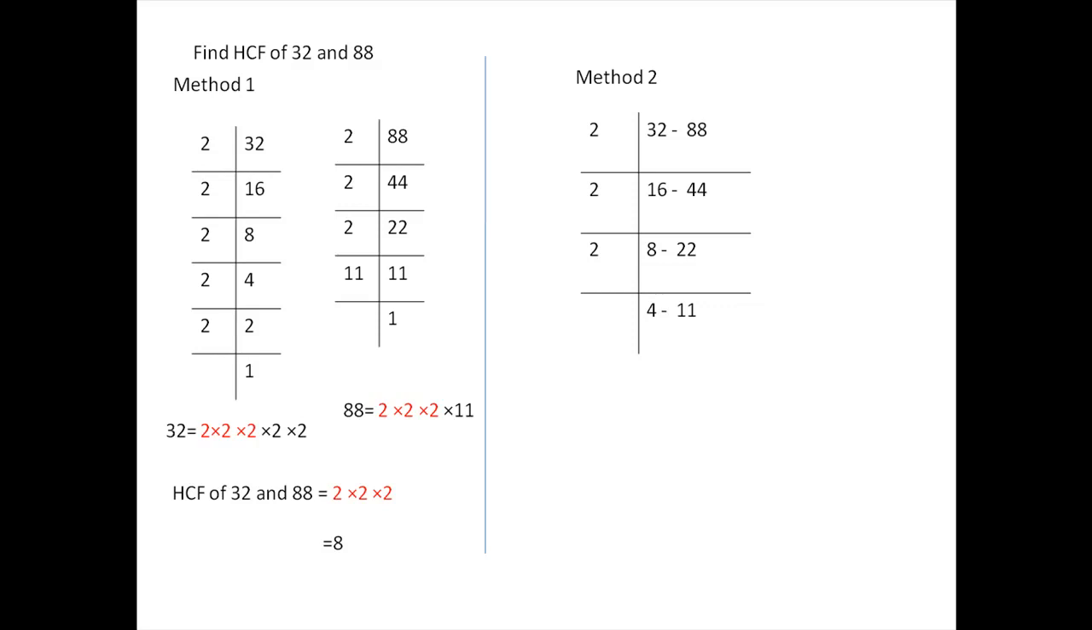Again we can divide by 2. So 16 gives us 8 and 44 gives us 22. Again we can divide by 2, so it gives us 4 and 11. At last we have 4 and 11. These are not divisible by the same number, so we can't divide these two numbers. So the three 2's are the HCF for 32 and 88, and the result is 8.